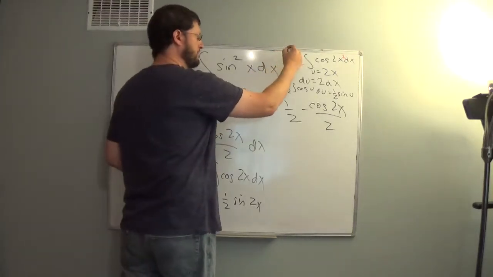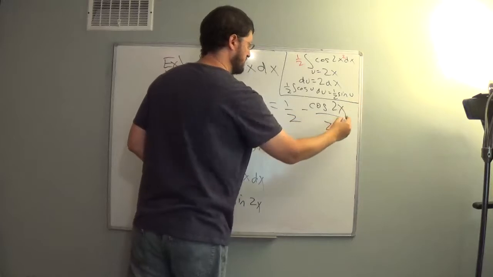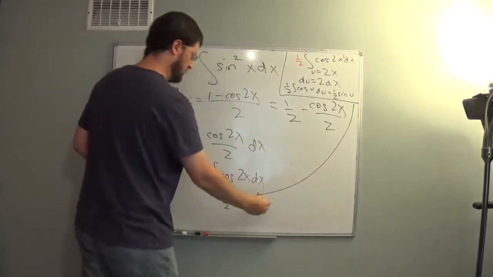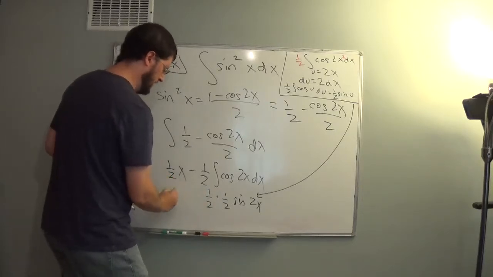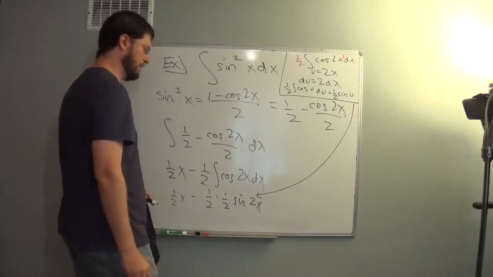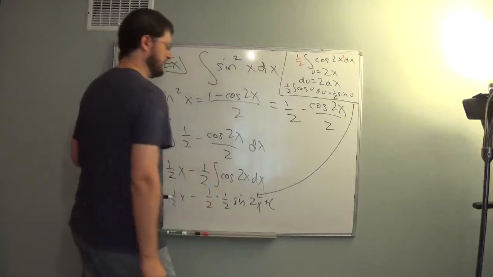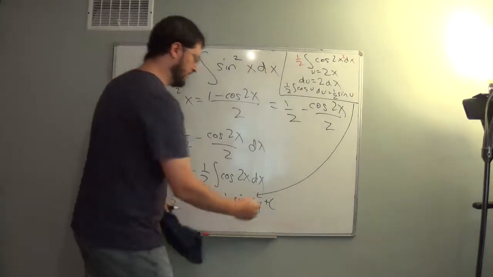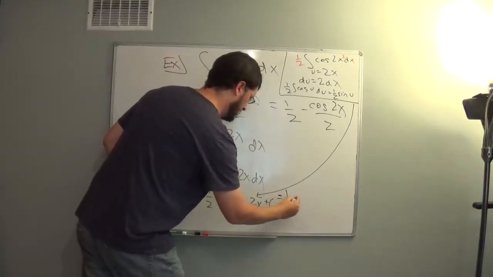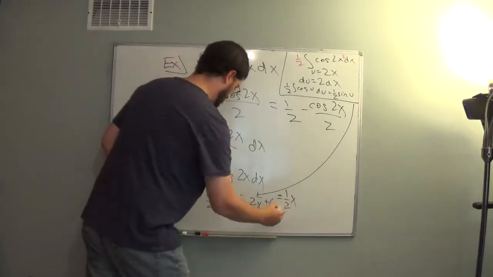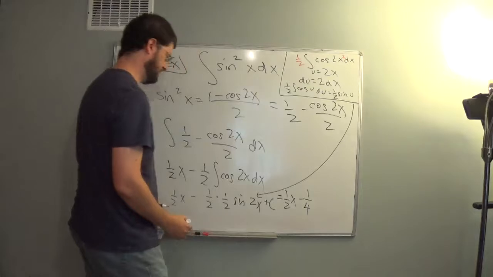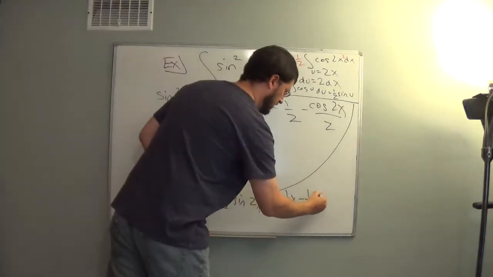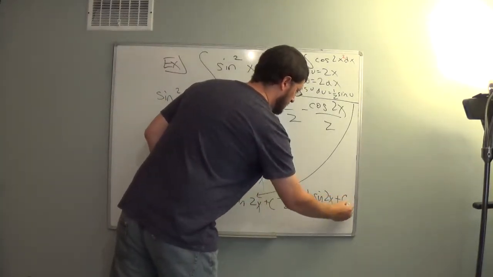Right up in here, I still have the 1/2 from before that was outside. I have the 1/2 x from before as well, plus c. So put this all together and we get 1/2 x minus 1/4 sine 2x plus c.